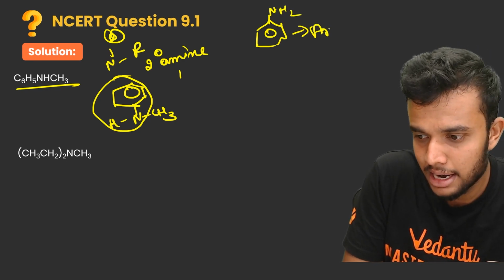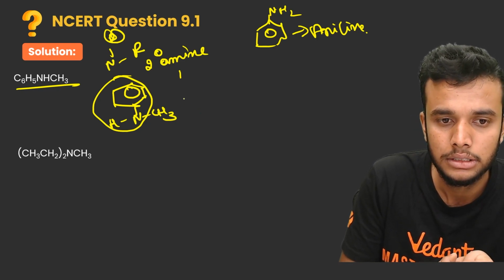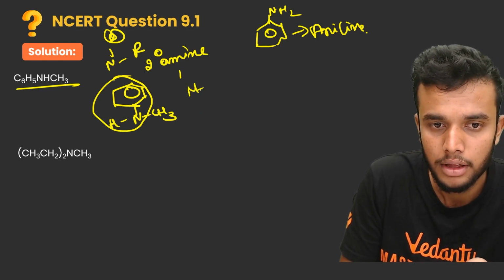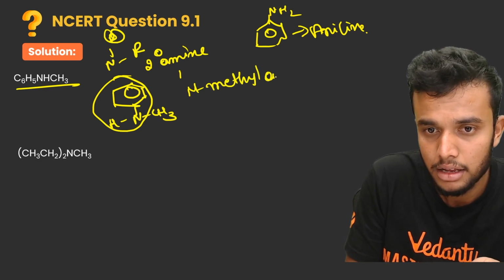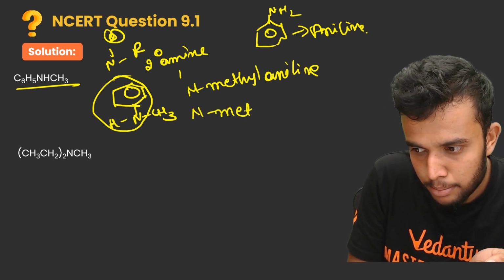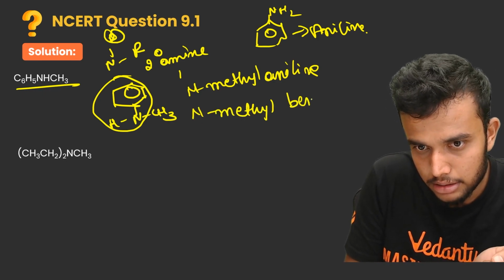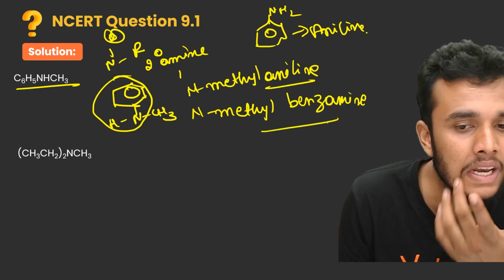Its IUPAC name is aniline. We can also name it N-methyl aniline, where CH3 is methyl, or N-methyl benzamine. These are the two names of this compound. We can also name it as aniline or benzamine.